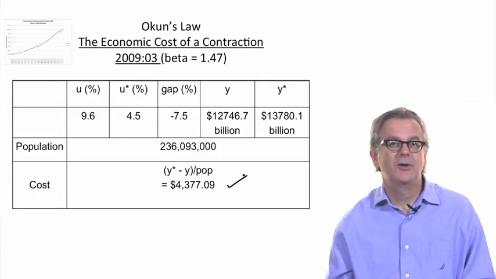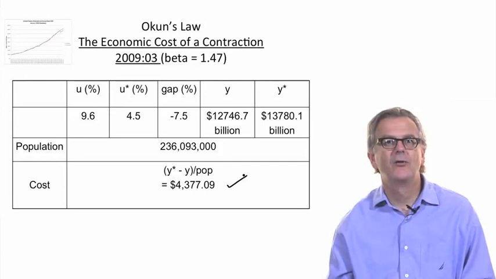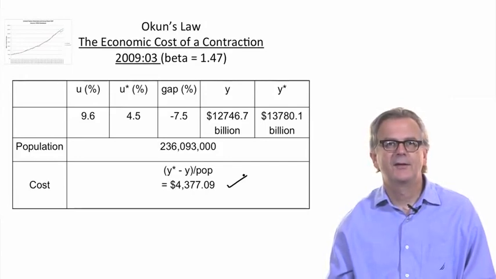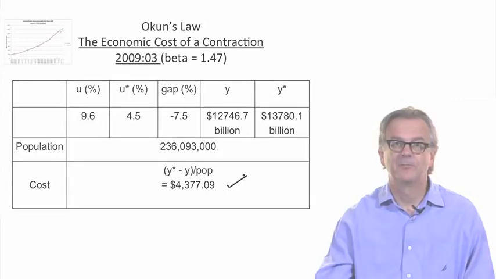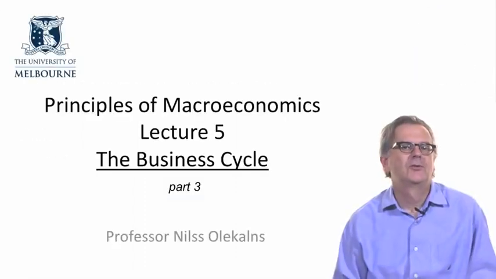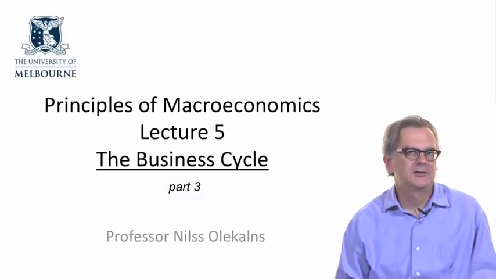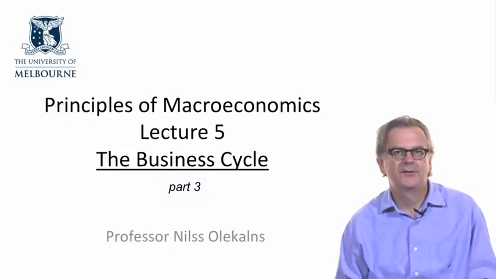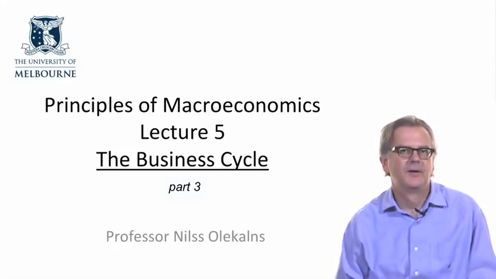The income loss per person in this 3-month period at the height of the global financial crisis was over $4,000. That is an extraordinarily high figure and just reminds us of how costly economic recessions, contractionary output gaps can be. Okun's law reminds us how costly economic contractions, recessions can be.